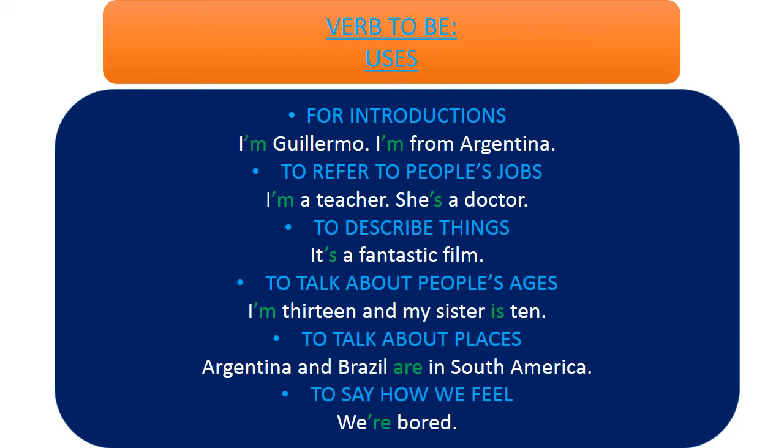Then we also use it to refer to people's jobs. For example, I can say, "I'm a teacher," "she's a doctor," "you are students." We can also use it to describe things. For example, if we see a movie, we say it's a fantastic film. Then, to talk about people's ages, remember that we don't use the verb have. We use the verb to be. "I'm 13 and my sister is 10."